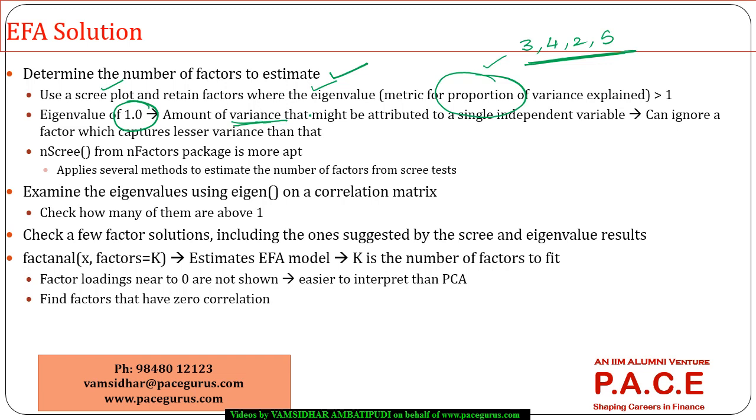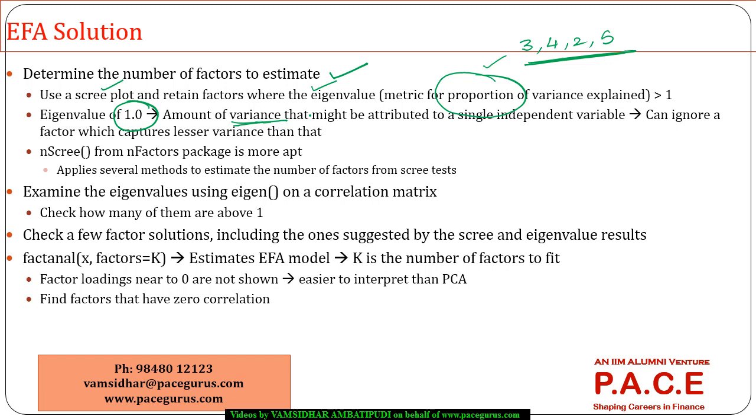Now I want my factors to contribute more variance than one single variable, because I want them to be integrated across the variables. So the amount of variance that my factors contribute should be much higher than what an individual variable contributes. So I want to look at those factors where the eigenvalue is greater than 1, because I don't want to focus on factors that do not capture even the variance of one single variable to the fullest.